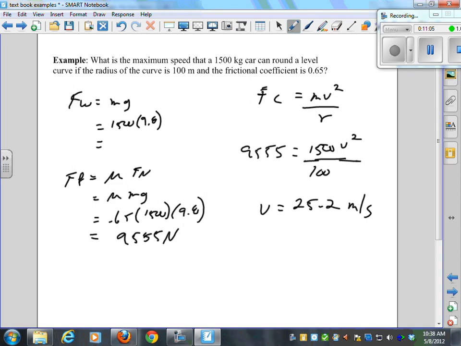Now, did you notice that inside that 9,555, I multiplied by 1,500, and what did I do over here? I divided, didn't I? I multiplied by 1,500 and then I divided by 1,500. So really, I could just ignore the mass. I could put in here 0.65 times 9.8 times m, and then have an m right here, and those m's would cancel out.